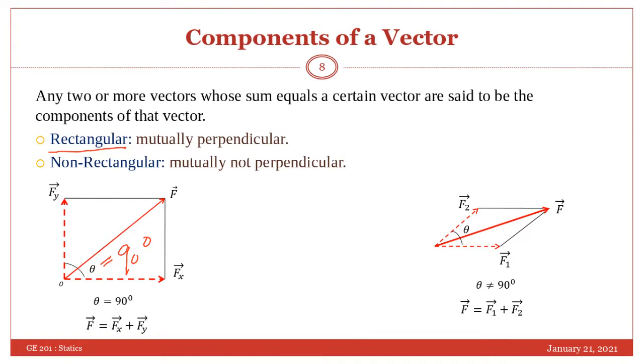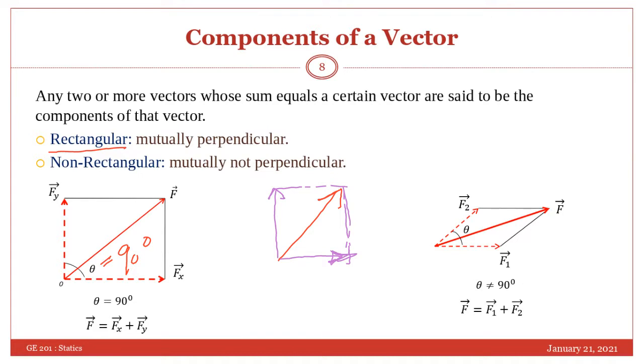For example, suppose this is a vector, okay. Now you are taking, let me change the color, rectangular components, so they should represent the two sides of a parallelogram. So this is this. These two are the rectangular components.